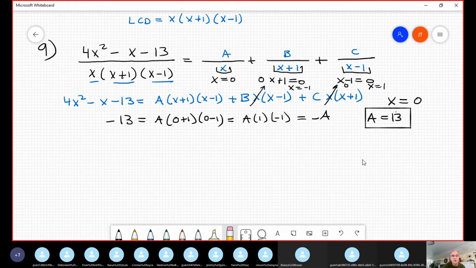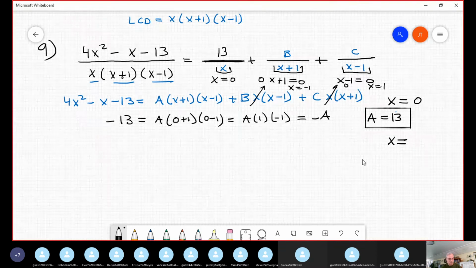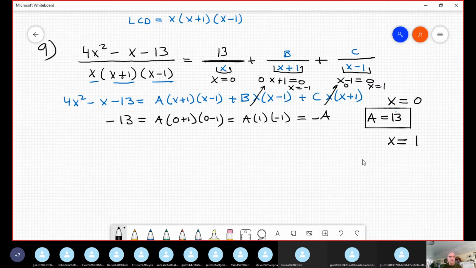If you want, you replace this A by 13. I found that value. I need to find B and C. Entonces, what is another smart value? 1. Positive 1, for example. You evaluate 1 here: 4 minus 1 minus 13. Okay, this is -10, no? Because -1 and -13 together is -14, and +4 minus 14 is -10. And when you evaluate 1, it's obvious. Let me use another color. Green, I suppose, is better. Okay, this part is gone. Yes or no? Because 1 here is 0.